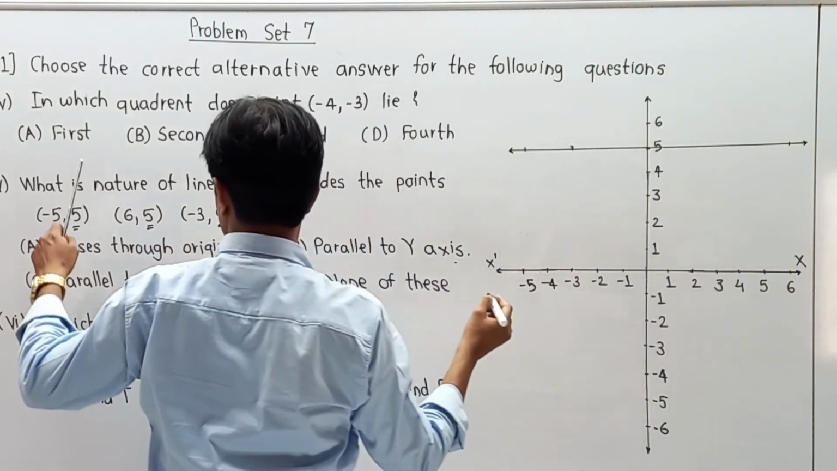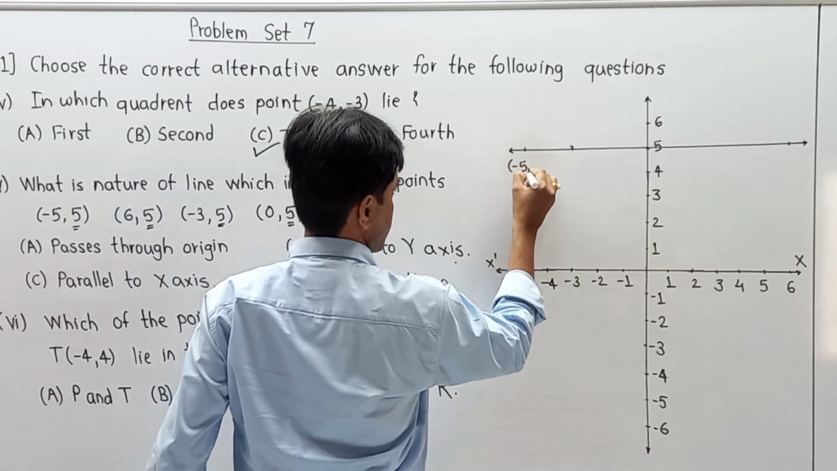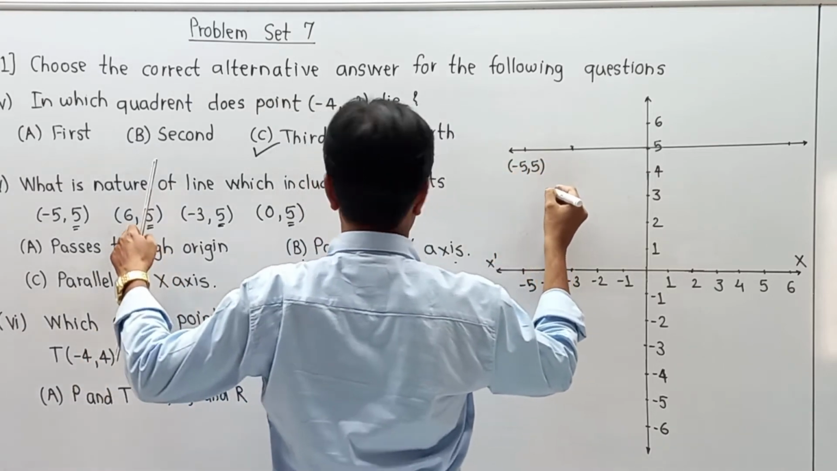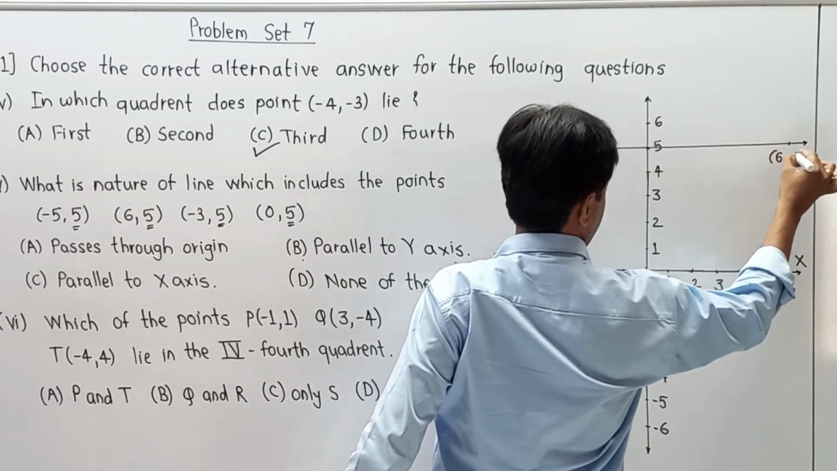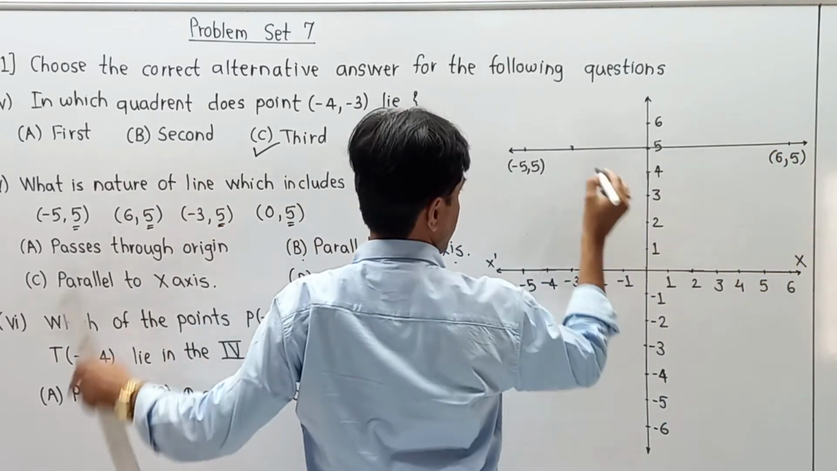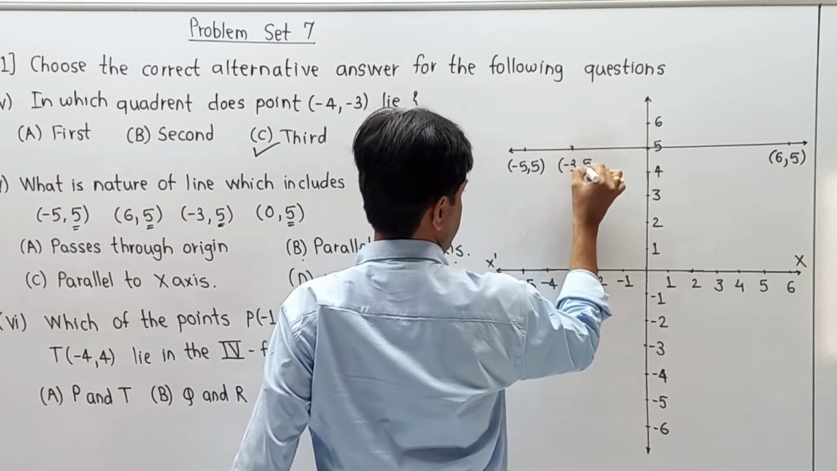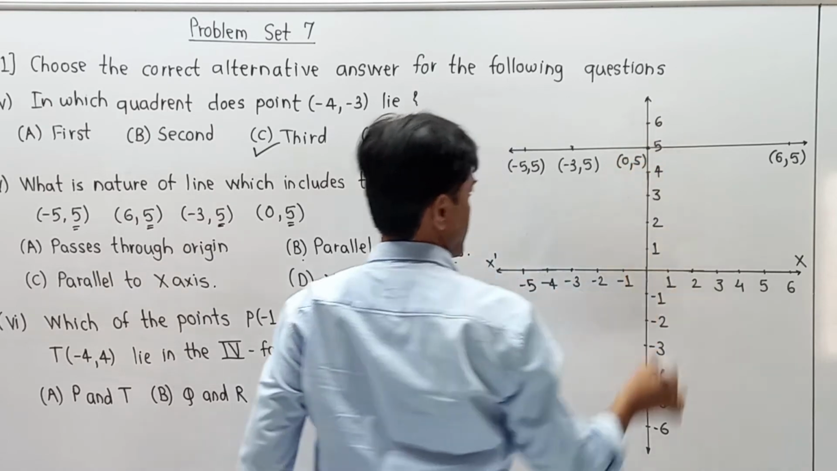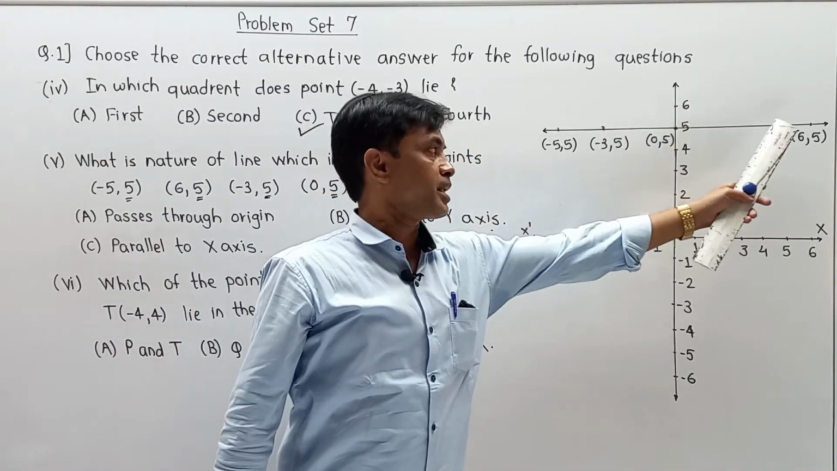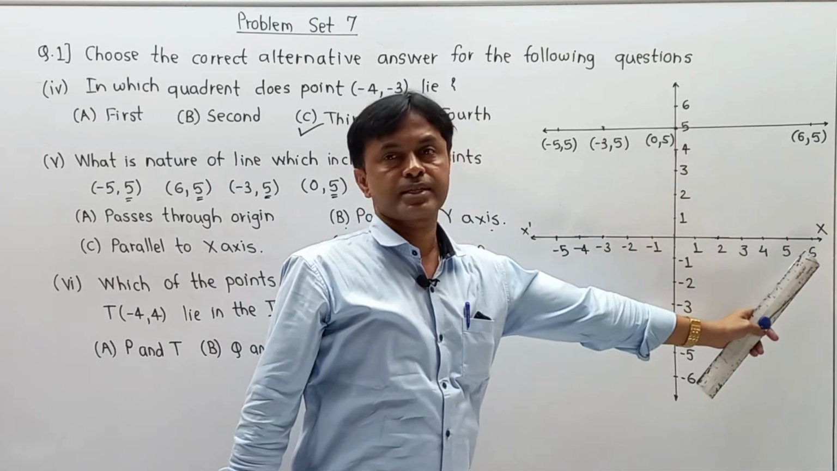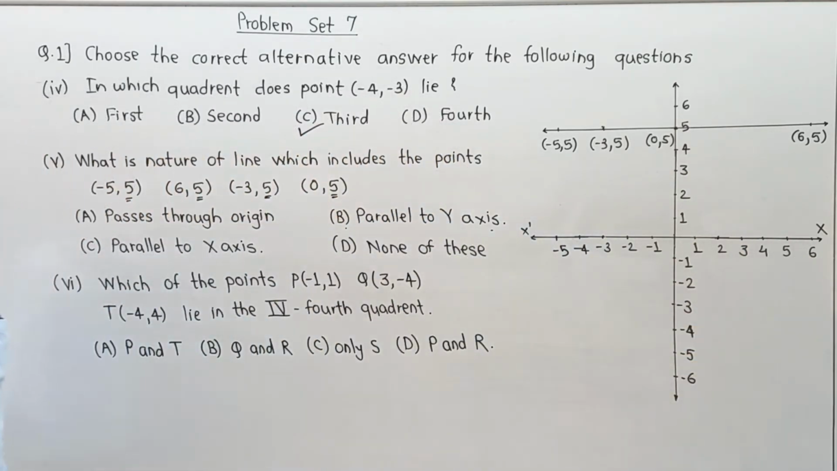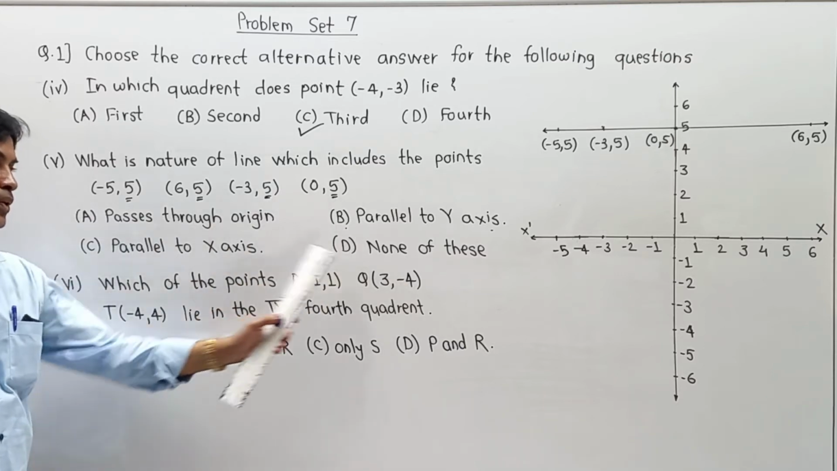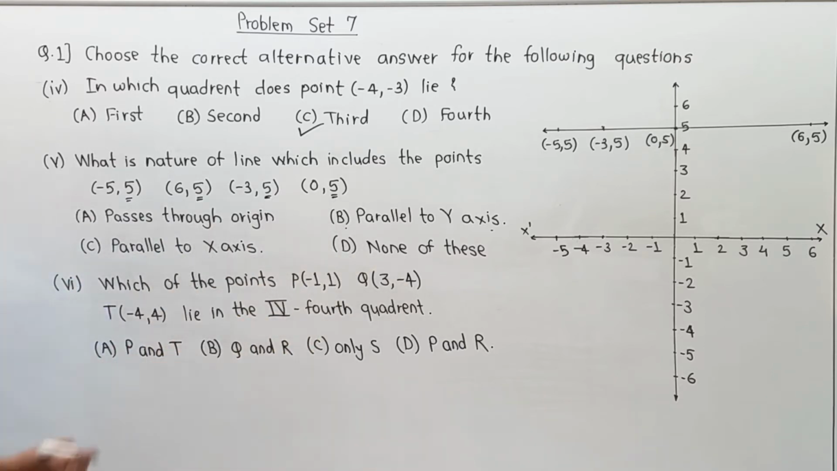So the respective point is -5, 5. It is over here. Next is 6, 5. It is over here. -3, 5 is over here. And 0, 5 is over here. Now we can easily say that this line is parallel to the x-axis. So parallel to x-axis, this answer is correct. So our answer C is correct for question number 5.